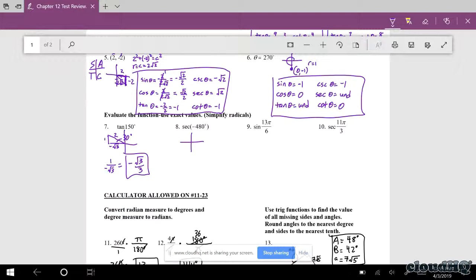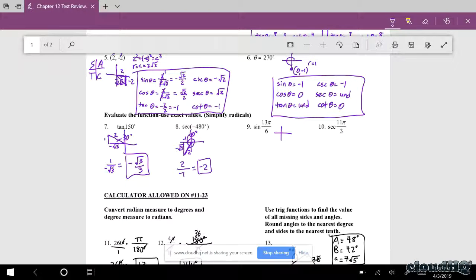Secant of negative 480. So we're going to go negative full revolution. There's 360. So we still have another 120 degrees to go. So we end up out here. That's a 60-degree reference angle. So we have negative 1 there, negative square root of 3 there, 2 there. We want secant, which is the reciprocal of cosine, so we want hypotenuse over adjacent. So I call that negative 2.